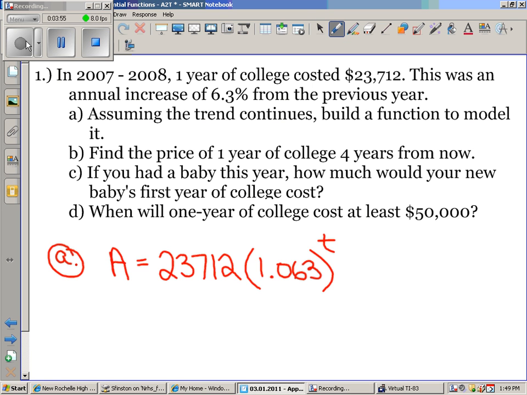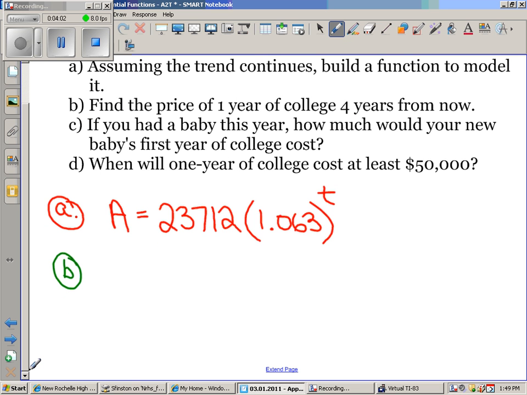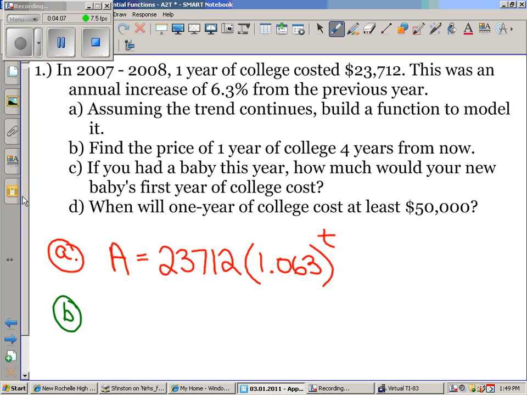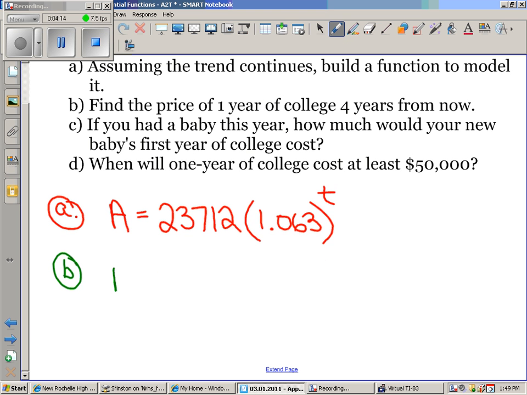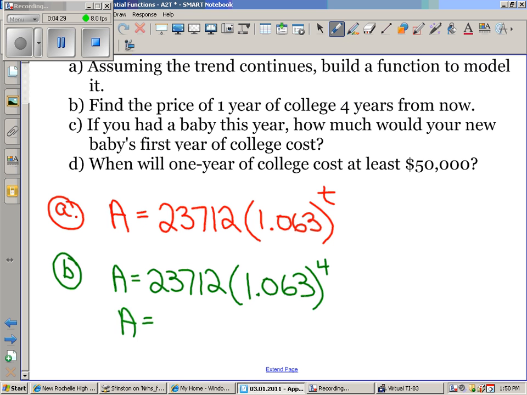Okay. Let's do B. Find the price of 1 year of college 4 years from now. So this would be about the time period. When is 4 years from 2007 to 2008? Pretty much right about now. Okay. Let's figure it out. A equals 23,712. It increased at 1.063, and we have 4 years. Plug that into your calculator. How much should college cost right about now?